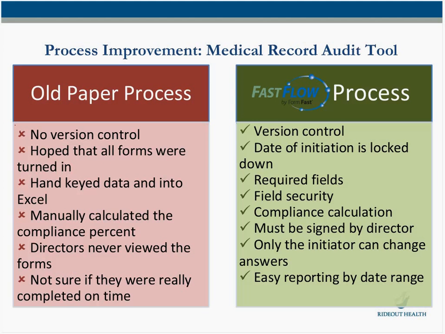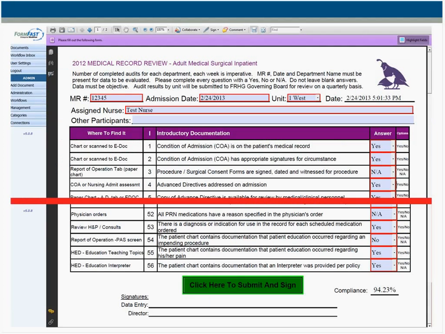The next form is a medical record audit tool. I'm just going to show you the screenshot first. This red line right here is just to show the top and bottom of the form. This is nurses on each of the units, I think they have to do 5 a week. They'll go through certain charts, and then they'll see if the COA was on the patient's medical record, if the advanced directives were addressed on admission, and they answer yes and no to all these questions.